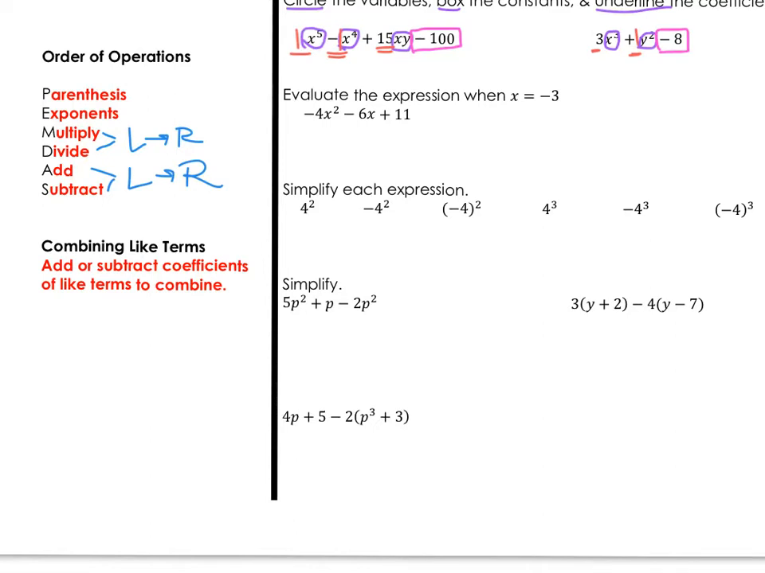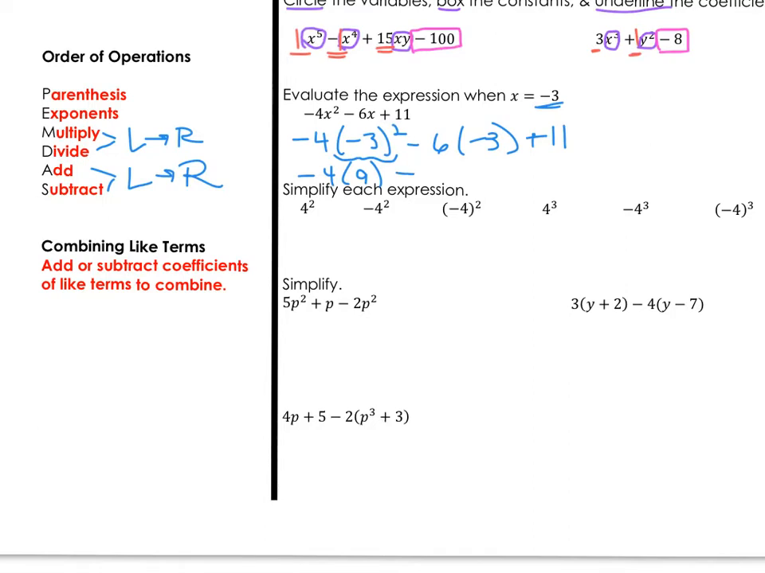We're going to substitute in x equals negative 3 and then evaluate the expression. It says negative 4 times x squared minus 6x plus 11. If we substitute in negative 3 wherever we see x, we end up with negative 4 times negative 3 squared minus 6 times negative 3 plus 11. Thinking order of operations, we have to do the exponent before we multiply. So negative 3 squared would be negative 3 times negative 3, which is positive 9. That gives us negative 4 times positive 9.